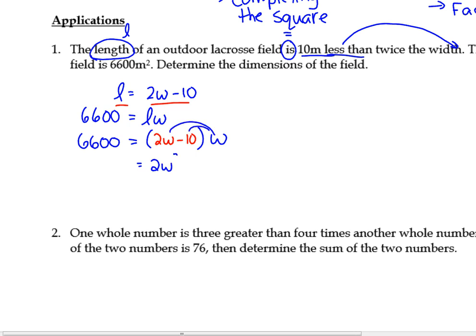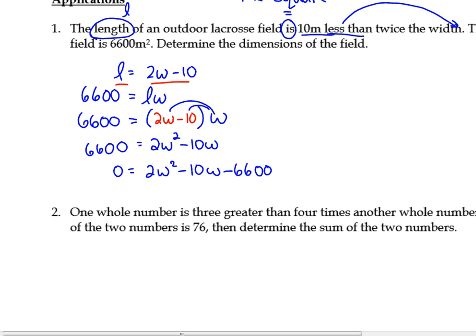So 2W squared minus 10W. And then if you want to do it at the same time, that's fine. We have to get one side equal to 0. So we're going to subtract. It's essentially moving 6,600 to the other side. Okay.